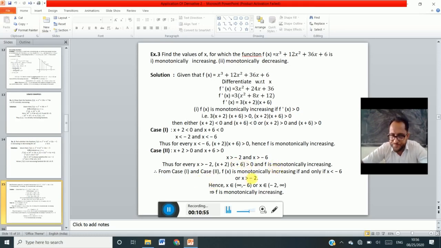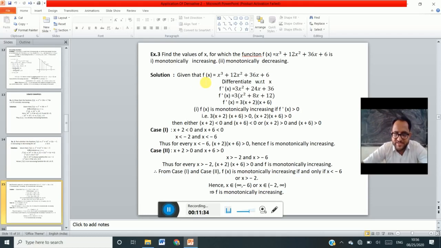From case 1 and 2, the function is monotonically increasing if and only if x is less than -6, which we got in the first case, or x is greater than -2. Hence x belongs to (-∞, -6) or x belongs to (-2, ∞), right? So f is monotonically increasing, then the value of x is this, right? This should be the first case, right?